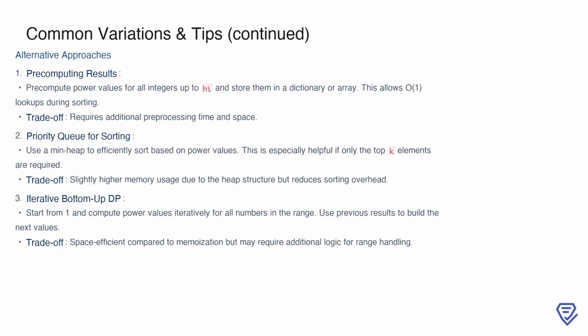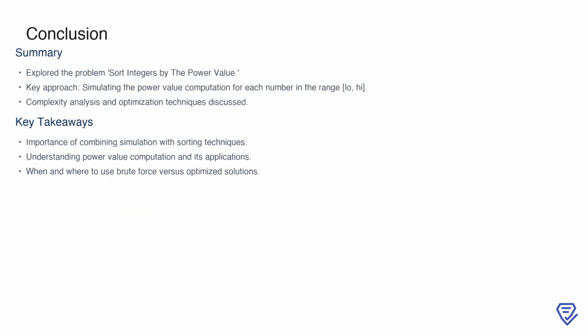Finally, an iterative bottom-up dynamic programming approach can be employed. Starting from 1, you calculate power values iteratively for all numbers in the range, using previously computed results to build new ones. While this approach is more space-efficient than memoization, it may require additional logic to handle the range correctly. Each of these methods has its own advantages and trade-offs, so you can choose the one that best fits the problem's requirements and constraints.